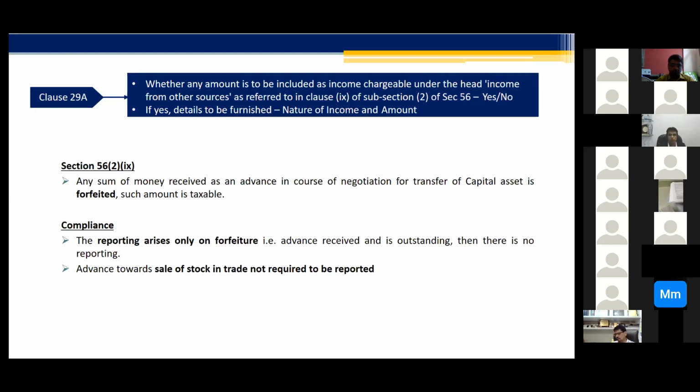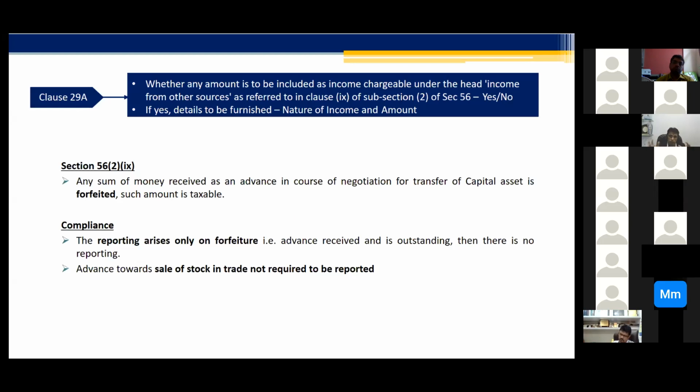So as an auditor, you need to verify all the advances which have been received. You need to put a question to your auditee as to what are in the nature of advance. If it is towards the sale or transfer of a particular capital asset, and if these amounts are being forfeited in the books of accounts, then you need to report. So as far as audit is concerned, the compliance arises only when there is a forfeiture.